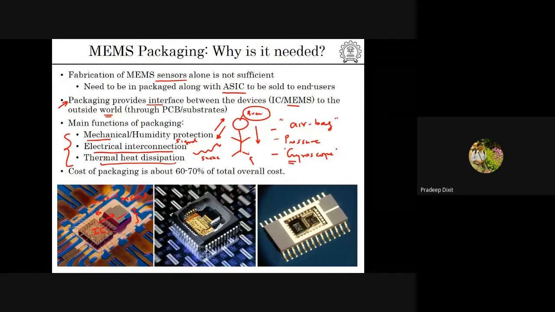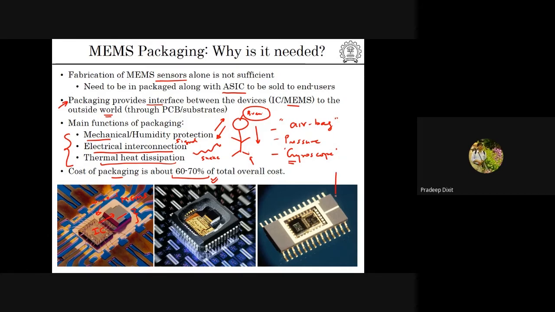Let me tell you that if you look at any smartphone or any handheld device, the cost of the packaging is the biggest factor. About 70% of the cost comes from the packaging. If you look at the cost of the IC versus the cost of MEMS, they are less than 30%. So the majority of the cost is here, and this is why a lot of emphasis is going on the packaging activity.